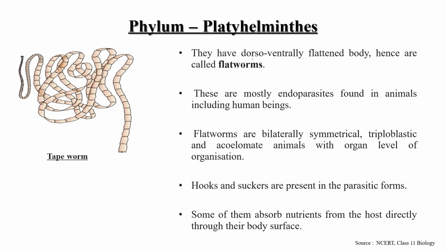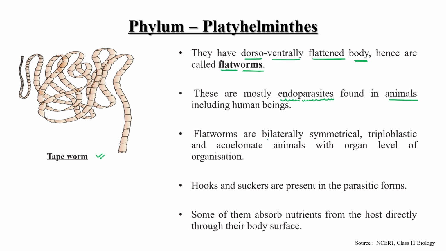Phylum Platyhelminthes have a dorso-ventrally flat body. This is their character. Dorso-ventral flat body, hence the term flatworm is also used for this particular phylum. As you can see, this is the picture I have taken from the NCERT book. This is a picture of a tapeworm. It has a flat body. They are mostly endoparasites found in animals, including human beings.